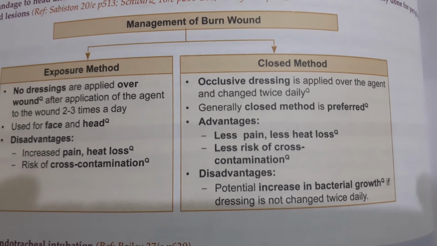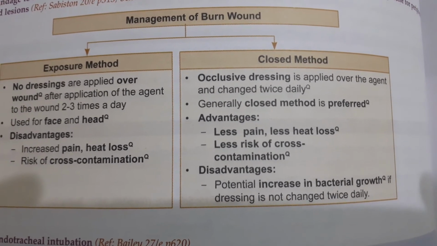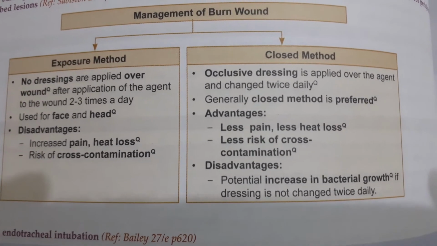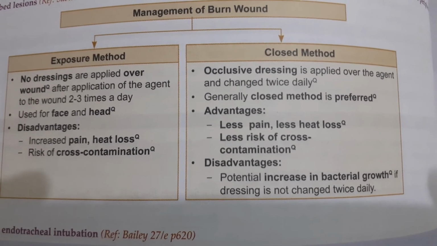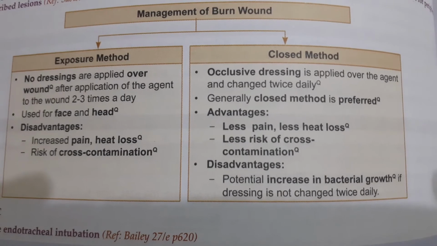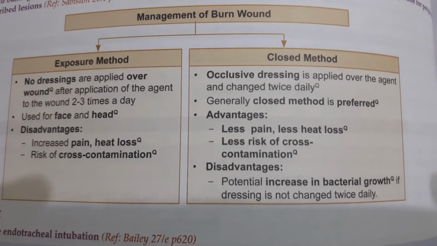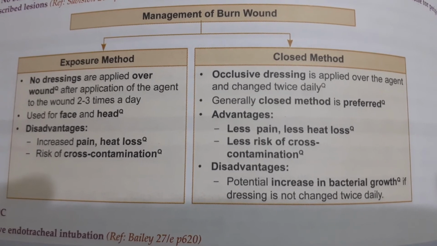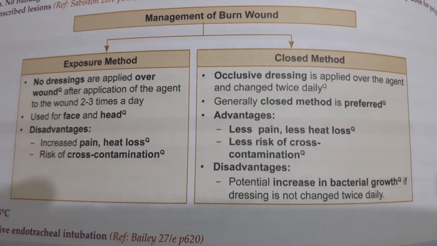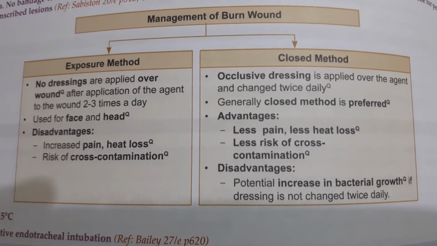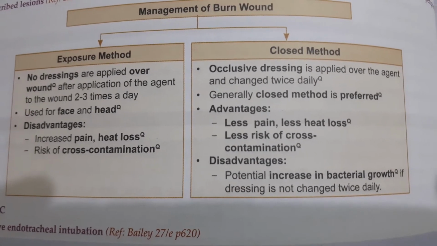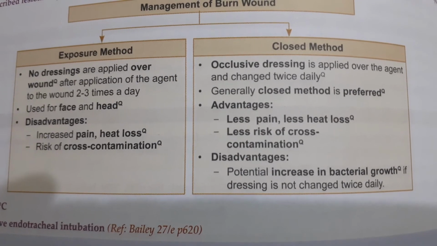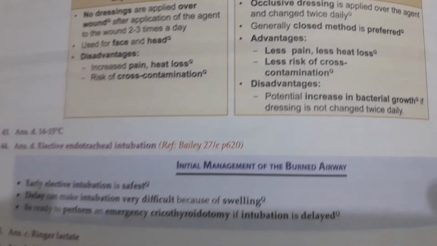Closed method: occlusive dressing is applied over the agent and changed twice daily. Generally, closed method is preferred. Advantages: less pain, less heat loss, less risk of cross contamination. Disadvantages: potential increase in bacterial growth if dressing is not changed twice daily.